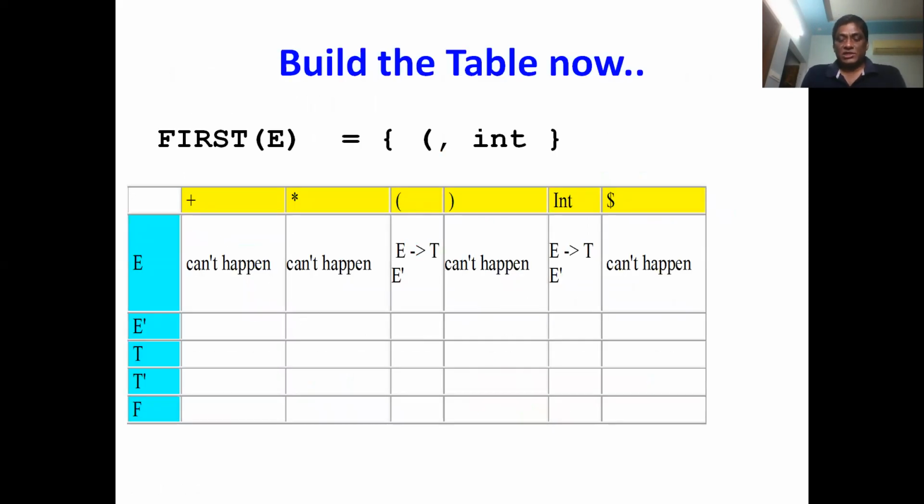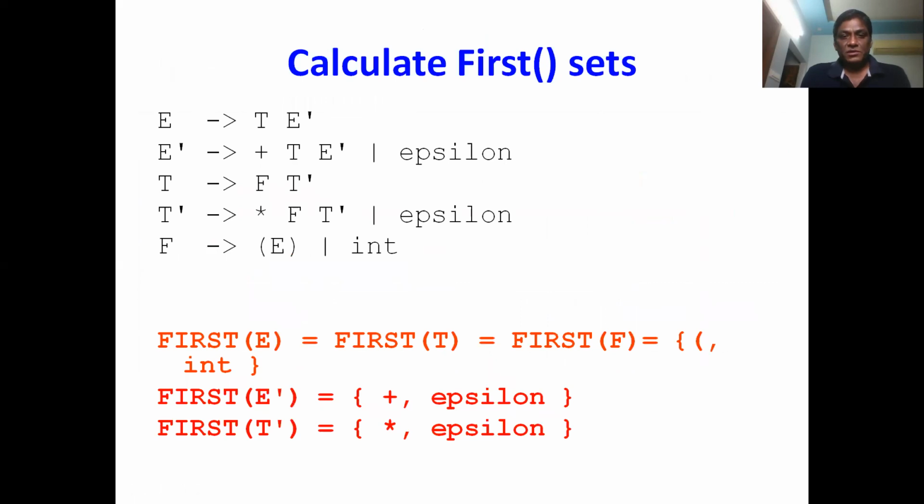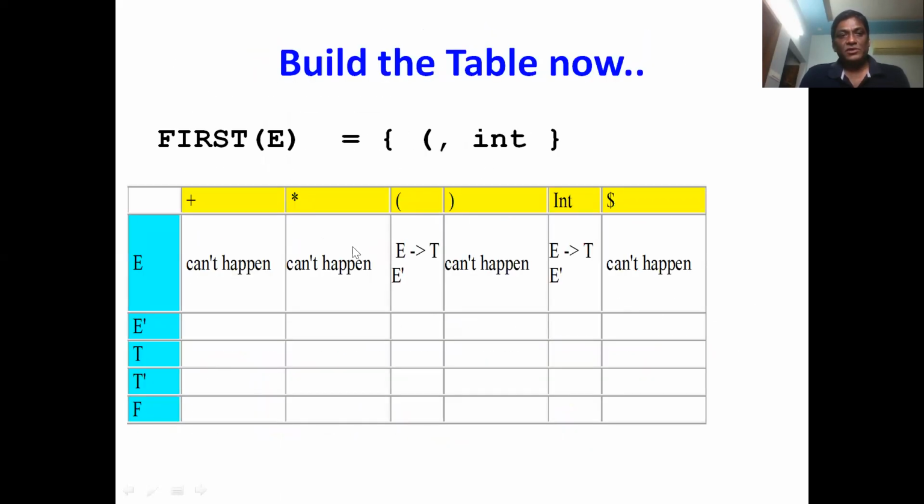Let us start with this first one. I'm considering first of E. So you need to consider first sets one by one. These are the first sets. So I'll start with first of E is equal to open parenthesis comma int. This is my first set. So the meaning is for the variable E with the combination open parenthesis comma int, write the production for which this first set is generated.